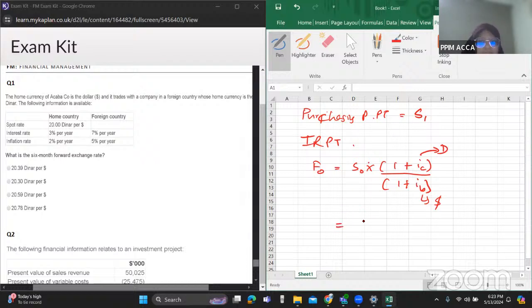Let's go ahead and plug in the values. So S naught, the spot rate, is 20 times 1 plus the interest rate of the counter currency. The counter currency was the dinar, so we're talking about 7%. But careful, because 7% is per year. We only want a 6-month forward rate, so we have to convert this into a 6-month rate. So I'll make it 6/12.